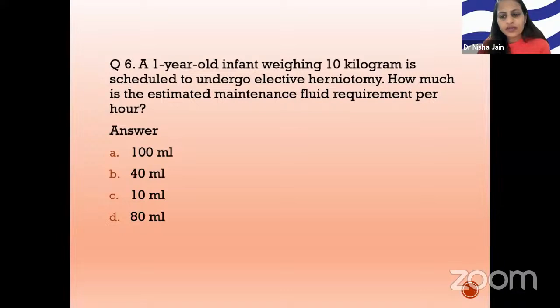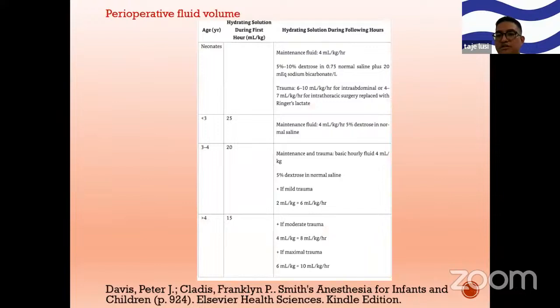Sir, I think everyone is going with B. What is the answer, Animesh? It's 40 ml. If you go by Holliday-Segar, it's the 4-2-1 rule. So it's 10 kg, first hour, so we will multiply 4 by 10, so 40 ml. So B is the right answer.